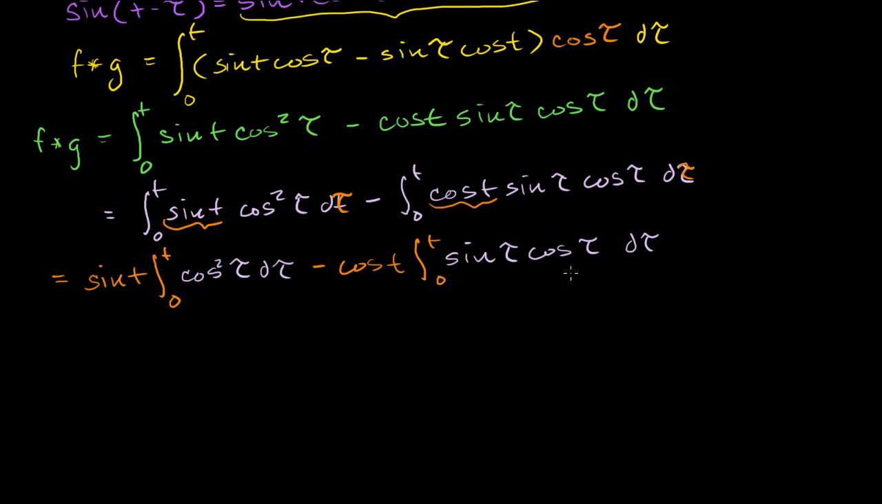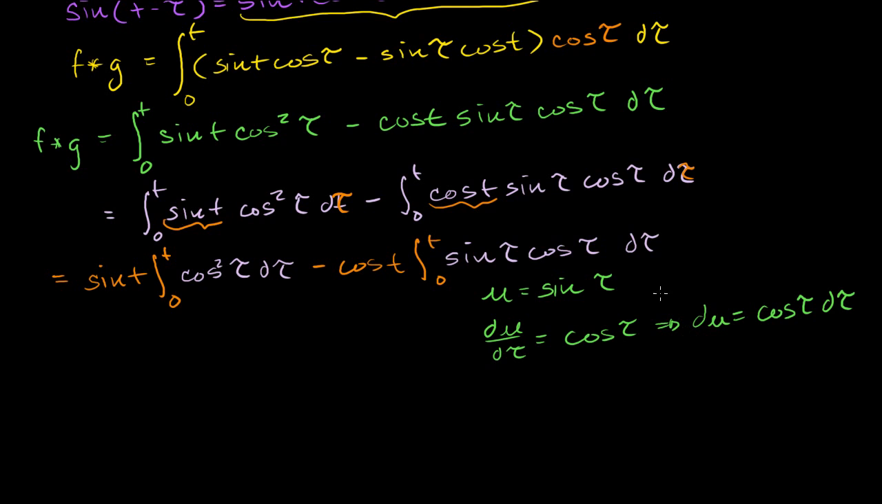Now, this antiderivative is pretty straightforward. You could do u substitution, and let me do it here. Instead of doing it in our head, this is a complicated problem, so we don't want to skip steps. If we set u equal to sine of tau, then du d tau is equal to the cosine of tau, just the derivative of sine. Or we could write that du is equal to cosine of tau d tau. And of course, we'll undo the substitution before we evaluate the endpoints here.